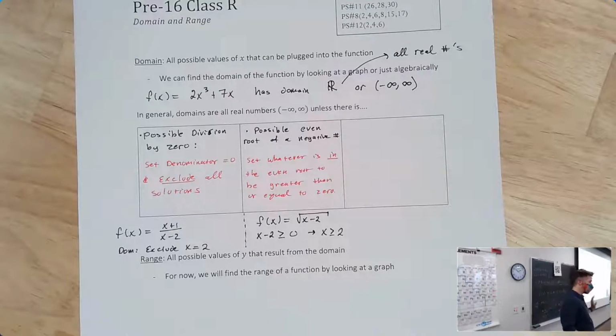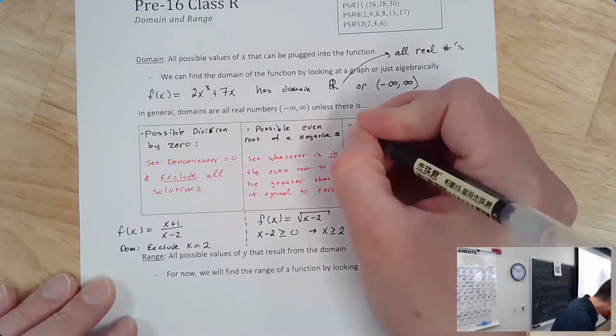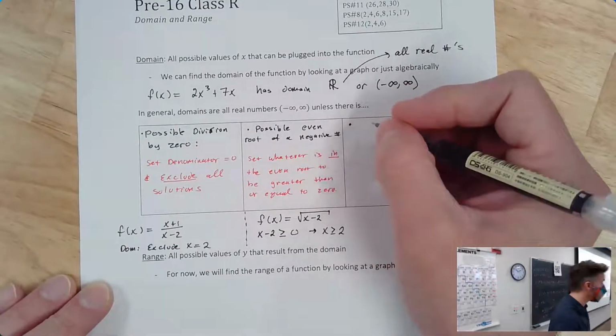Okay, and there's actually one other type of function that has a domain restriction, but we talk about that later. Those are called inverse trig functions, not for now. But the three main types of functions that have domain restrictions are possible division by 0, so something rational, possible square root of a negative, and then the last one is taking the logarithm of 0 or a negative.